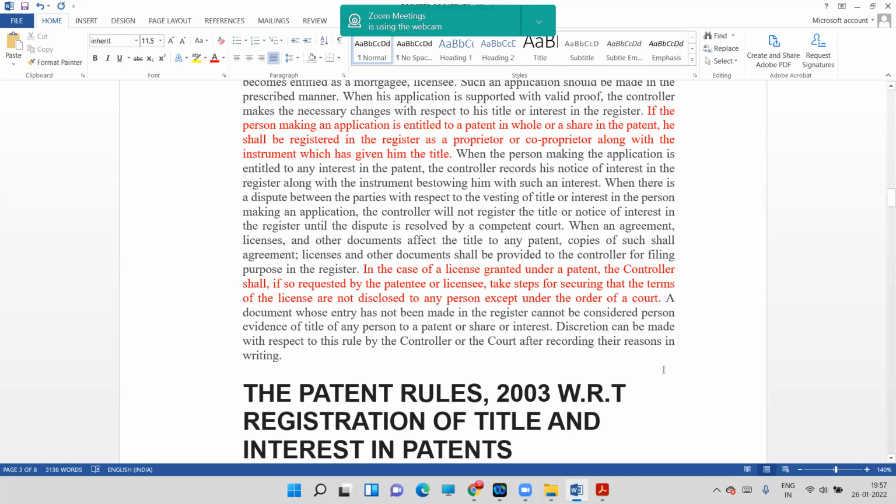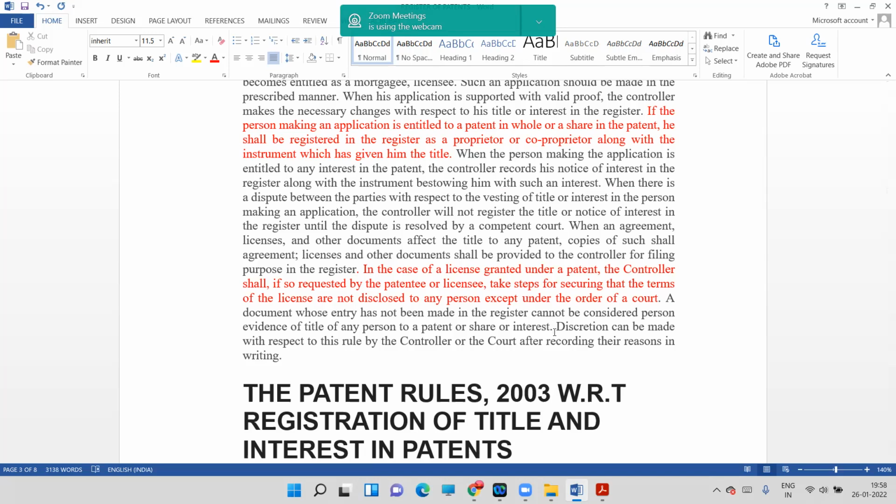Okay, fine. Now understood. A document whose entry has not been made in the register cannot be considered as evidence of a title of any person to a patent or a share or interest. ठीक है, तो एंट्री होना जरूरी है. अगर कोई पर्सन है उसका एंट्री नहीं हुआ है उसका टाइटल का, तो मतलब एविडेंस नहीं रहेगा उसके पास कुछ शेयर का या इंटरेस्ट का. सो एंट्री होना जरूरी होता है.